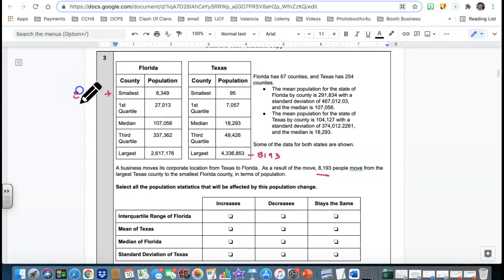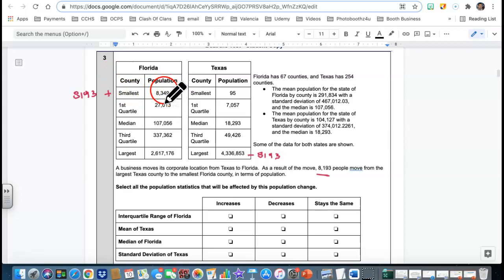So I'm going to be subtracting 8193 people from here, and I'm going to add it to the smallest one because that's what's happening. So in terms of statistics, look at this. 8,000 people compared to 4 million. Is it a big number or a small number? If I subtract 8,000 people from 4 million, what's going to have more impact, subtracting from 4 million or adding to 8,000 people?